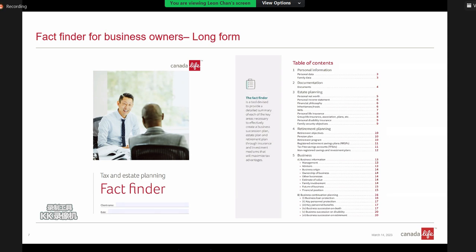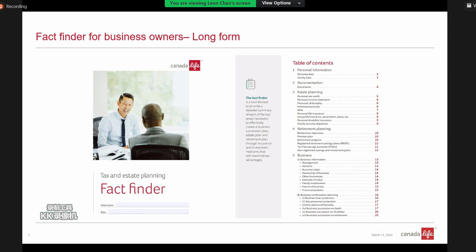So the first one is the long-form fact finder. And this long-form fact finder, I was not able to put the whole thing on because that would take up the entire presentation. But what I wanted to do was just show you what it looked like, right? On the first page, it's really simple. It just shows you the client's name and date. Second page, that's the table of contents there. And you can see it's a very, very long list and a very, very long PDF there, right? So it's 20 pages long.